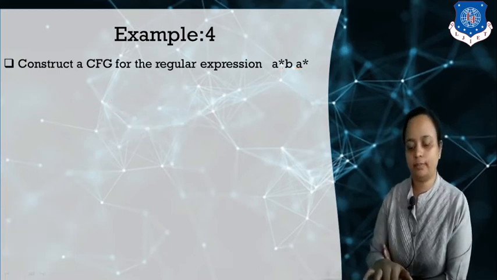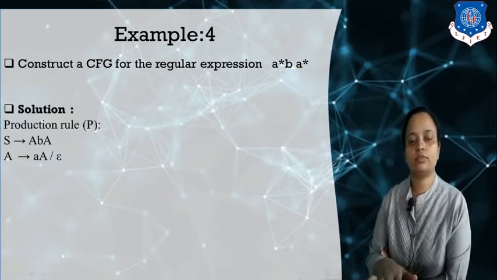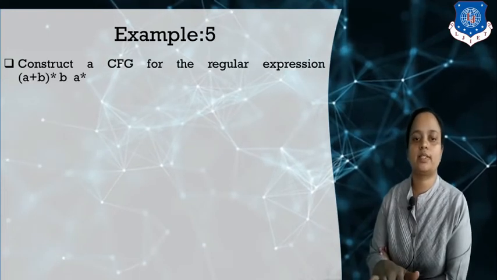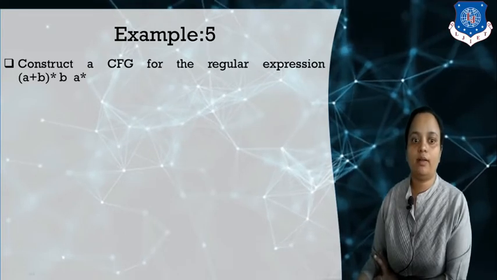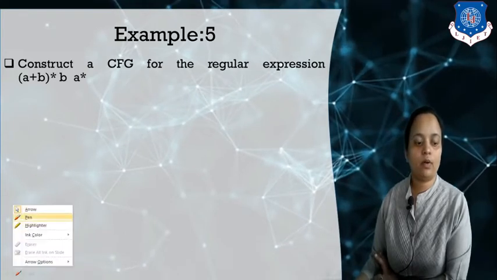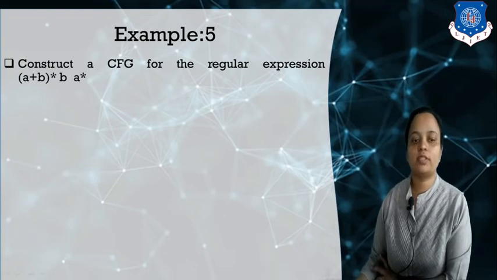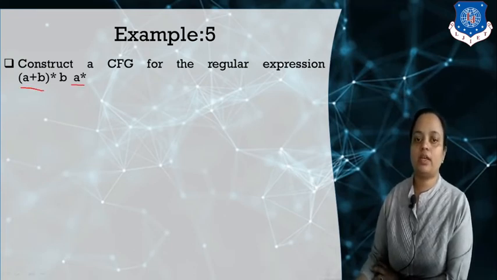So here you can see the solution. Now move on to the next. I hope this concept is clear to you. Now let me solve this example. Here there are two terms which are repeated: A star, A plus B star.